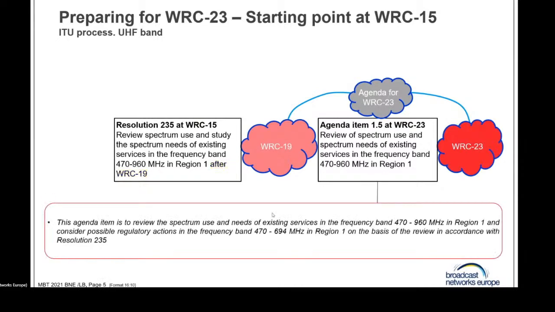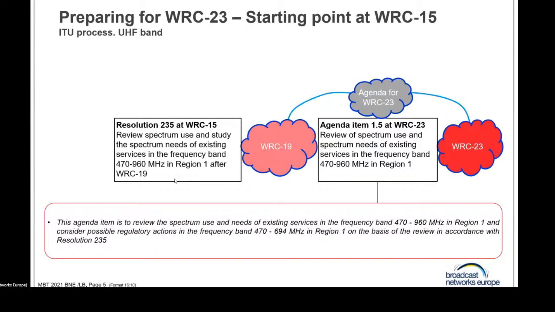And in more detail, this agenda item was to review the spectrum use and needs of existing services in the frequency band 470 to 960, the whole UHF, and consider possibly regulatory actions in the sub-700 megahertz band, the one we use for broadcasting in Region 1, on the basis of review in accordance with Resolution 235. So this was kind of the starting point.